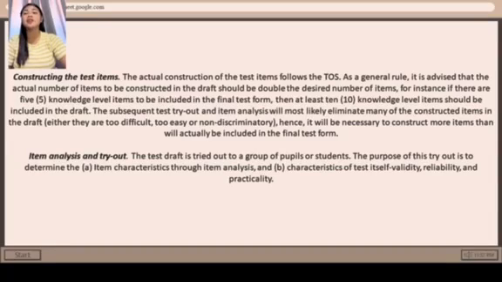Hence, it was necessary to construct more items than will actually be included in the final test form. Item analysis and tryout. The test draft is tried out on a group of pupils or students. The purposes of this tryout are to determine the item characteristics through item analysis, and the characteristics of the test itself: validity, reliability, and practicality.